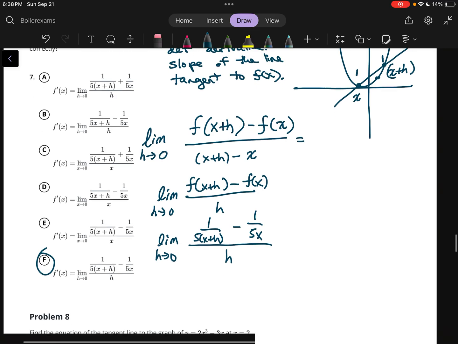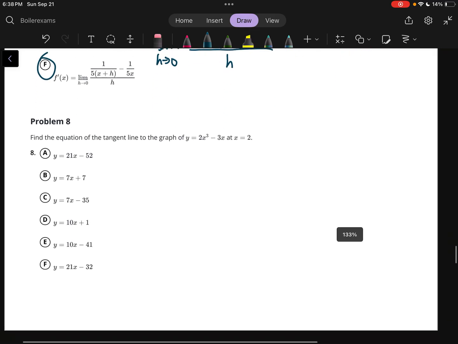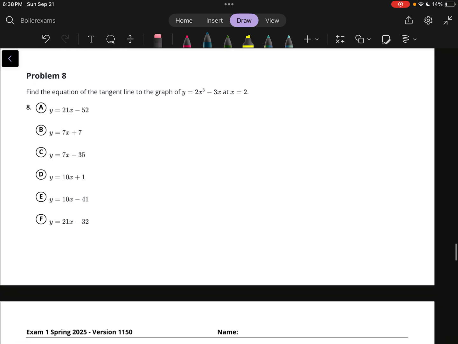Alright, moving on to question 8. Question 8 says, find the equation of the tangent line to the graph of y equals 2x cubed minus 3x at x equals 2.